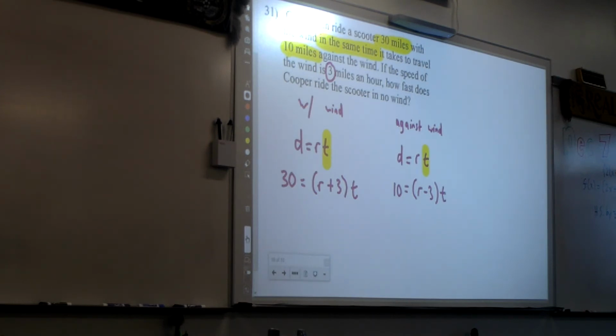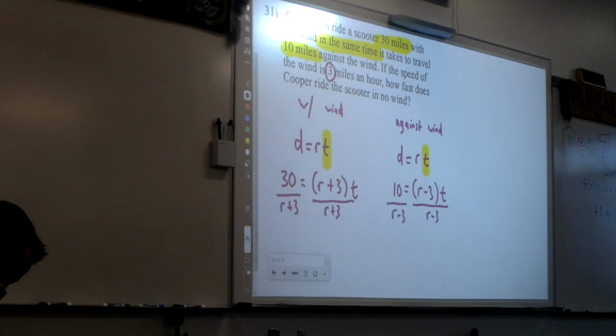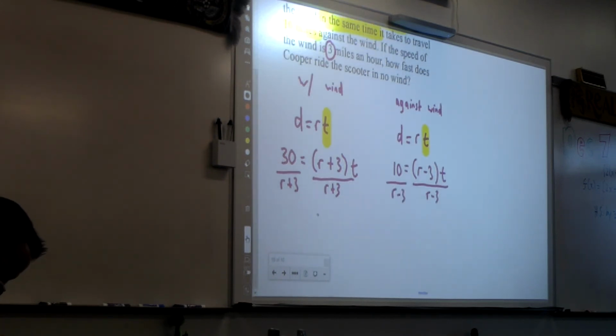that. Now, we have two equations. We want to combine these so there's only one. Since we were told that t is the same time, I'm going to solve both of these for t. And then we can set them equal to each other. So from this first, when we're going with the wind, we get 30 over r plus 3 is equal to t. And on this other one, we get 10 over r minus 3 is equal to t.